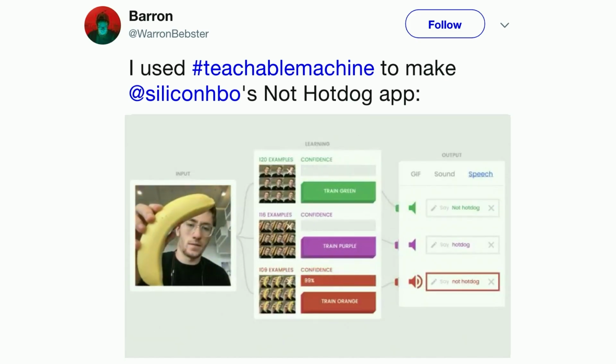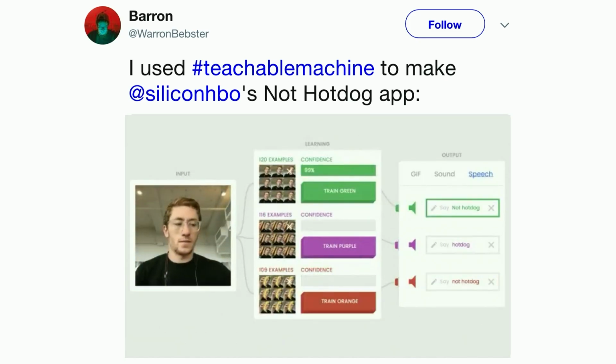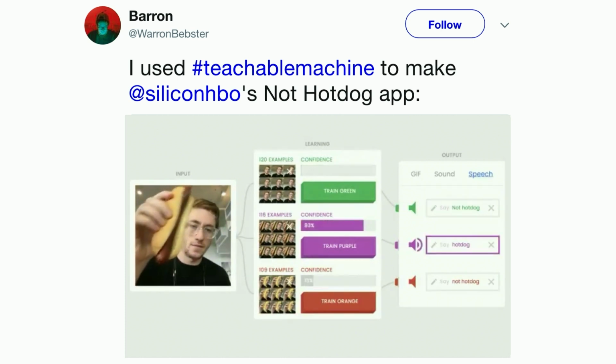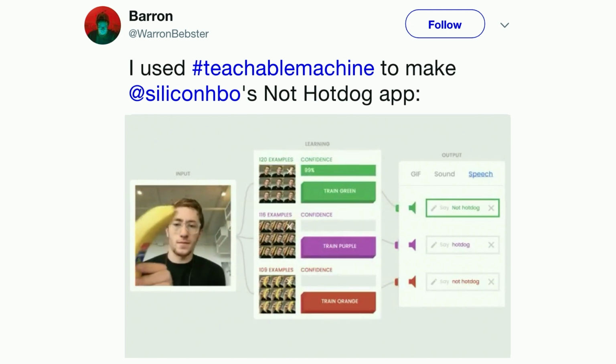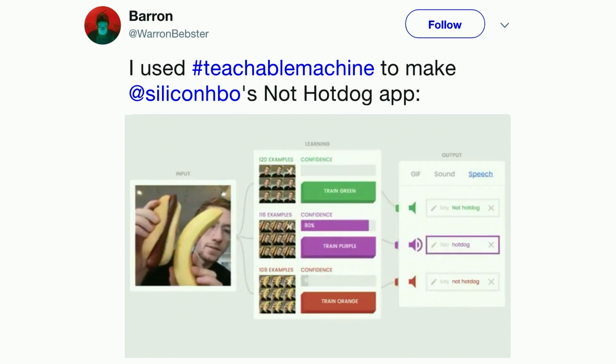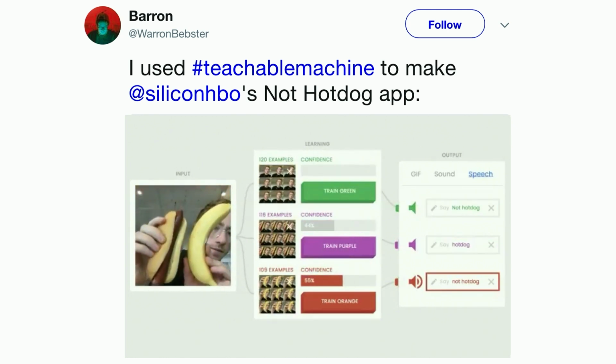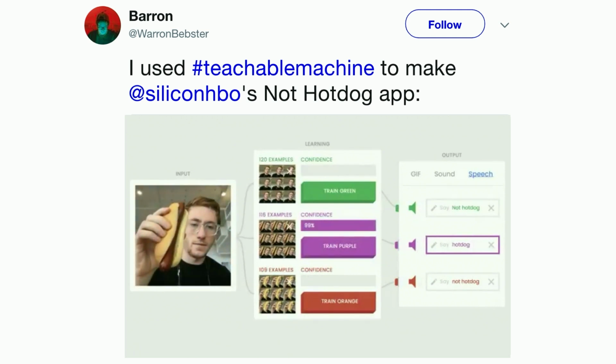Not hot dog. Hot dog. Not hot dog. Hot dog. Not hot dog.